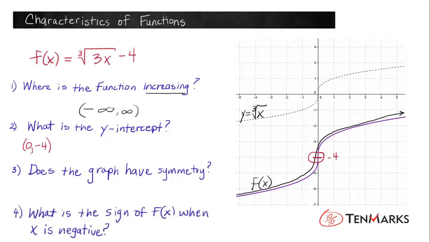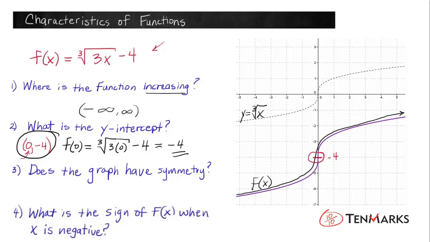And then to verify that, we're going to take our function up here and we're going to rewrite it and let x equal 0, because to be a y-intercept you have to have a 0 for your x value. So let's do that. Now we have f of 0 equals the cube root of 3 times 0 minus 4, and 3 times 0 is 0, the cube root of 0 is 0, and 0 minus 4 is -4. So we were right. Our y-intercept is going to be (0, -4).